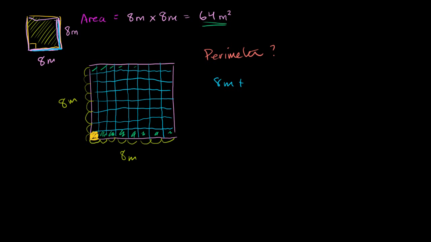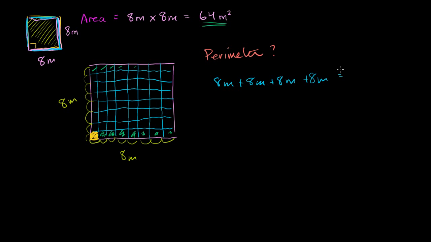And then we know that the height right here is 8 meters. And it's a square. This distance up here is going to be the same as this distance down here. It's going to be another 8 meters. And then when you go down on the left-hand side, that's going to be another 8 meters. We have 4 sides, 1, 2, 3, 4. Each of them are 8 meters.